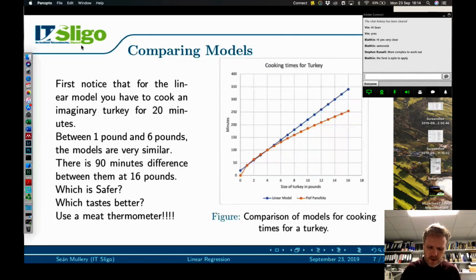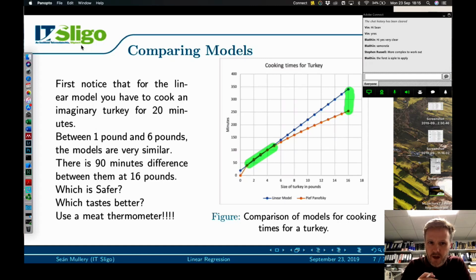So let's have a look at comparing the two models. First, notice that with the linear model, you have to cook an imaginary turkey for 20 minutes, which of course doesn't happen with Panofsky's one. Between £1 and £6, which is actually not that big of a turkey, it should be pointed out, the models are very similar. So we've a section here where the models are very, very similar, and then they begin to diverge. And there's actually a 90-minute difference here between those two.